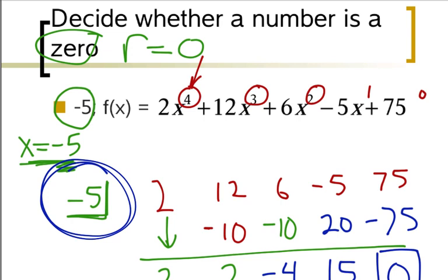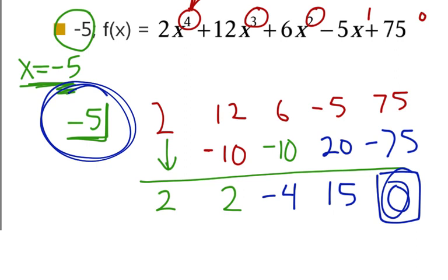So the answer is yes. Negative 5 is a zero. Okay? Now if there was anything else in the remainder, if there was a number here at all, then it wouldn't be a zero, and you would just say no, it's not a zero. Okay?